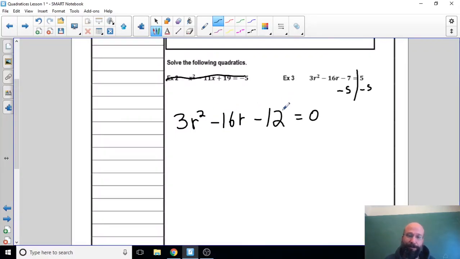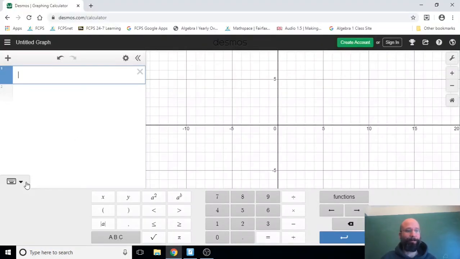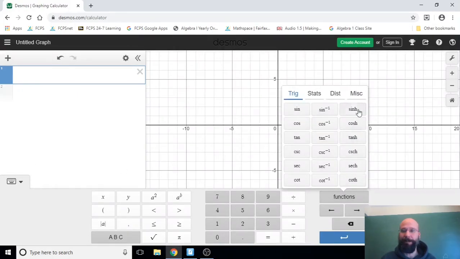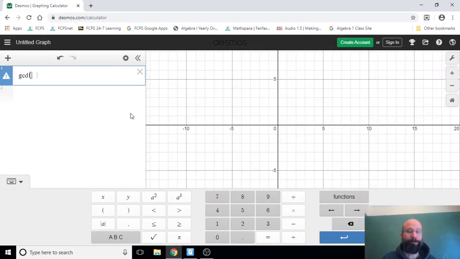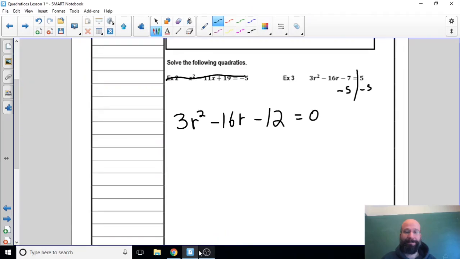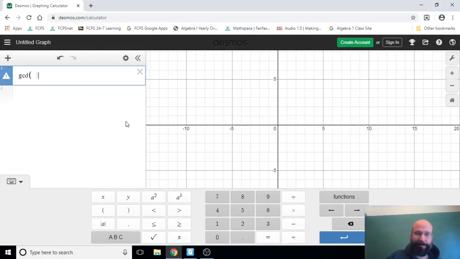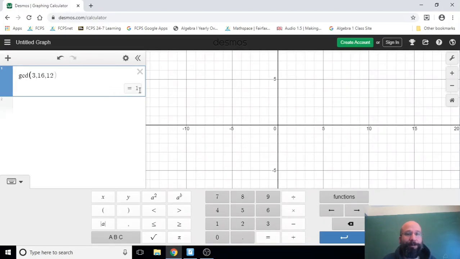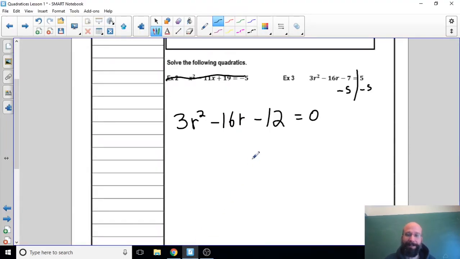So now I'm going to use Desmos for that. So I go back to Desmos. I'm going to hit the calculator keypad, I mean. I'm going to hit functions, I'm going to hit miscellaneous, and then GCD. And I'm going to put in the 3 numbers: 3, 16, and 12. So my GCF is 1, so there's nothing I can take out of here. They don't have a greatest common factor. So that's good to know, so I can go back and I can start factoring it.